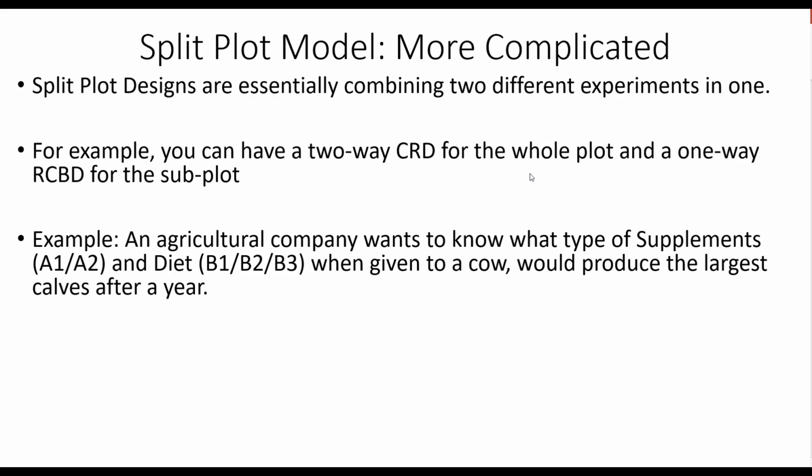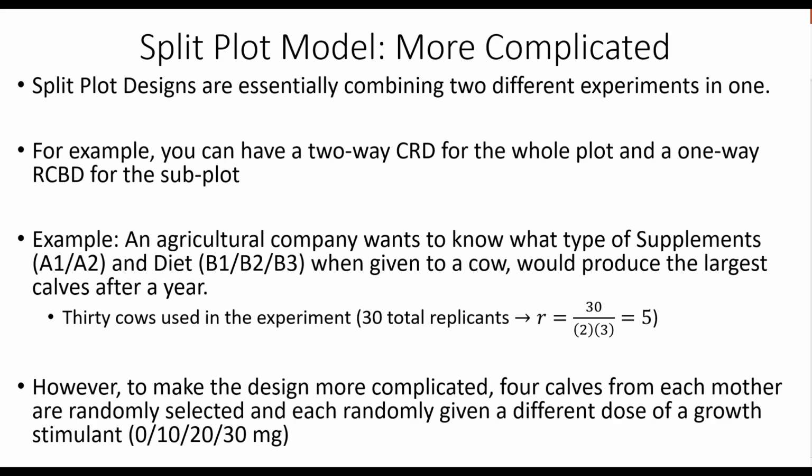If that was all they were interested in, we'd have a two-way completely randomized design if they just picked out a single calf from the cow and weighed it after a year. If they took four calves, weighed them after a year from each of these cows, that would be a completely randomized design with subsampling. But to add in a little extra twist, what ends up happening is to make the design a little more complicated.